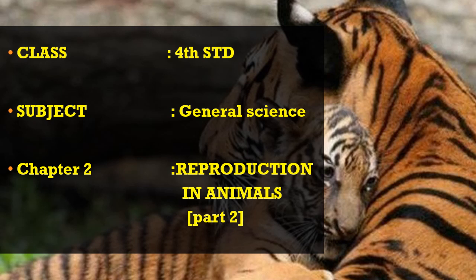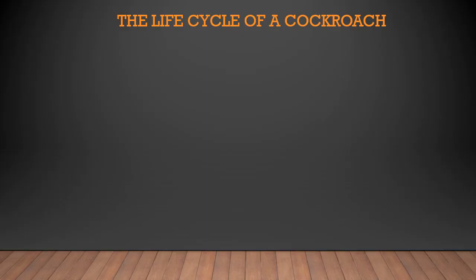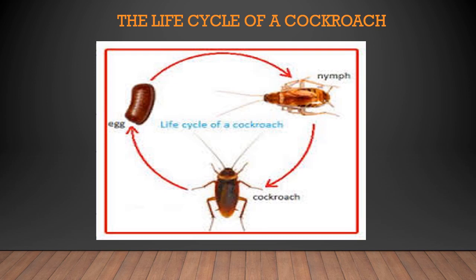Now in this video, we are going to deal with the life cycle of a cockroach. The life cycle of a cockroach has 3 stages: egg, nymph, and cockroach. As you can see, all the 3 stages are mentioned on your screen. The female cockroach lays many eggs in a dark and safe place. Cockroaches always lay eggs in a very dark place or in a corner where the eggs are not disturbed. The eggs are then left to hatch on their own.